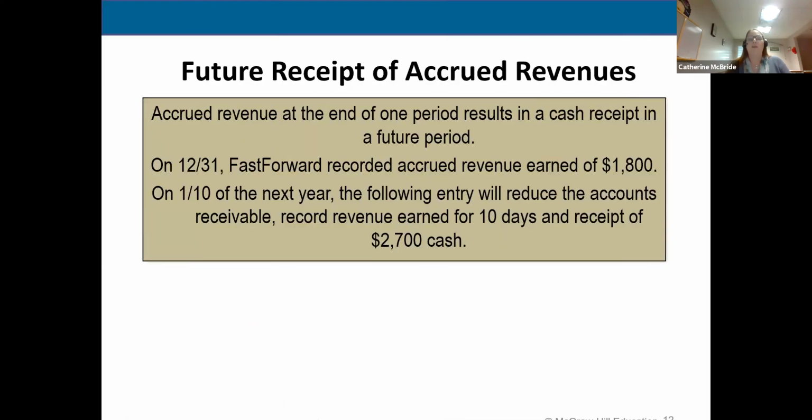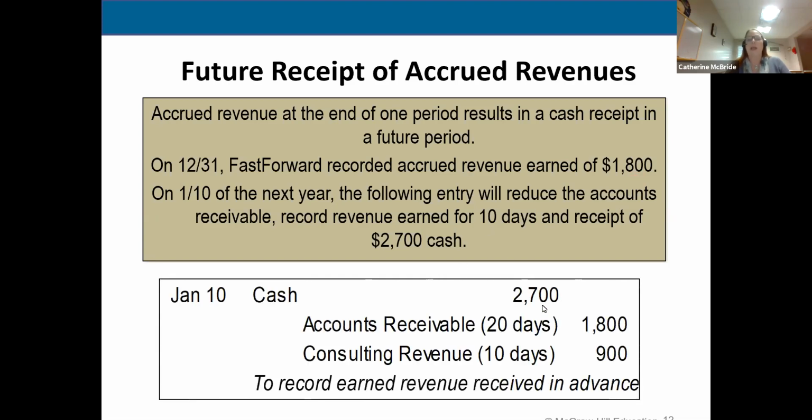Now, in January, they're going to pay us the cash. Now, the tricky thing here is, in January, we've earned 10 more days worth of revenue. This revenue, this $1,800 worth of revenue, was already recorded in December. So you can't record that in January. Instead, that's the receivable. So we're going to record the payment from the customer, $2,700.